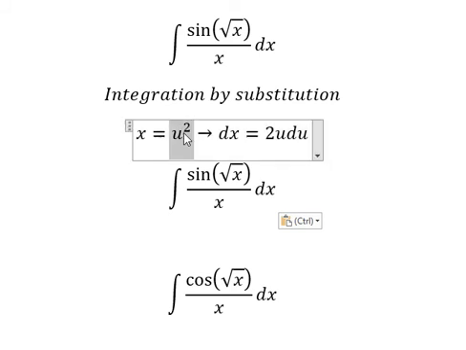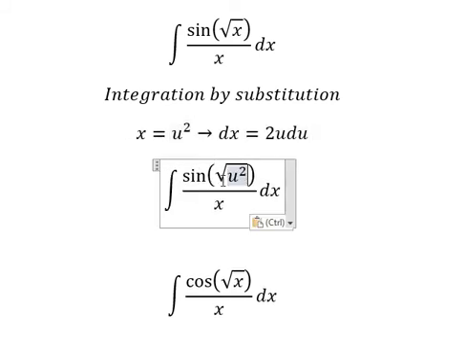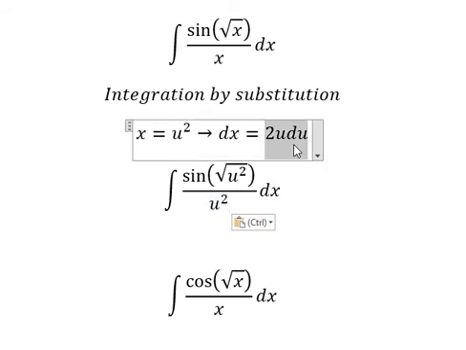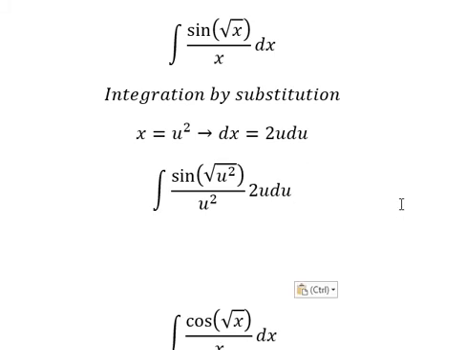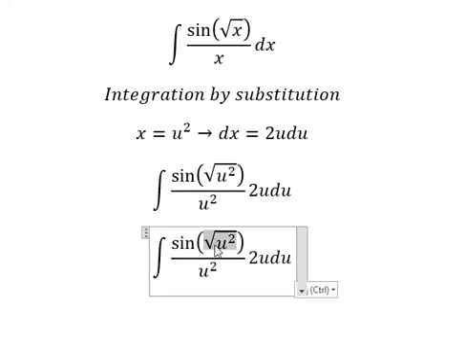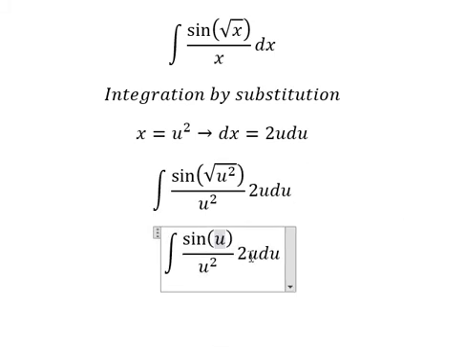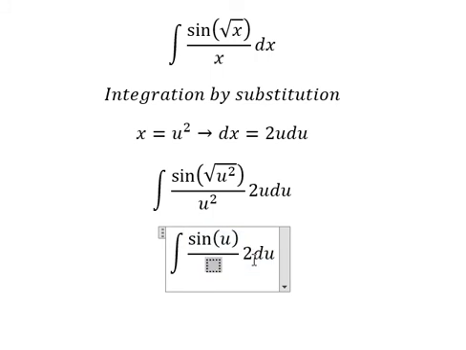So I will put u squared in here because I want to cancel the square root. Similar for this one, ds we change by this one. So this one we have u, and u squared we cancel. Number 2 I will put in here.